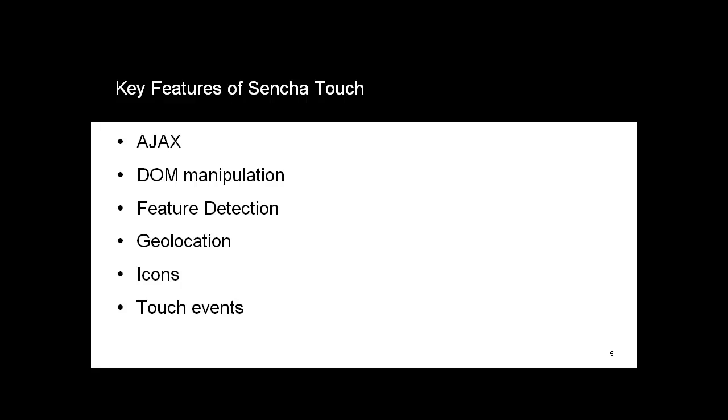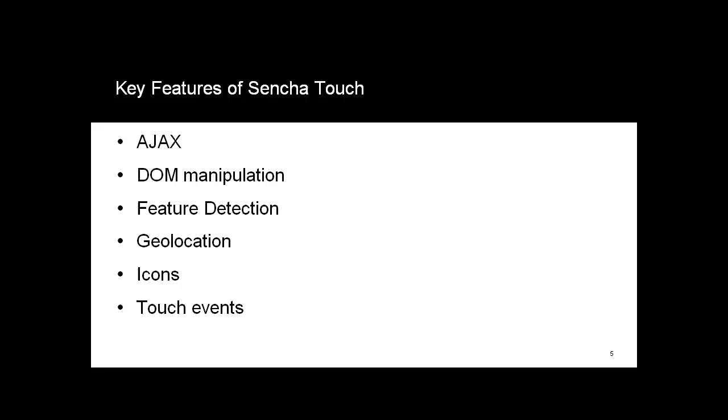Feature detection automatically detects the presence of features like geolocation, canvas, and orientation support. Geolocation provides a simple wrapper around geolocation on devices that support it. Icons. Over 300 icons are included in the framework. Touch events provides a full range of touch events like tap, swipe, and pinch.